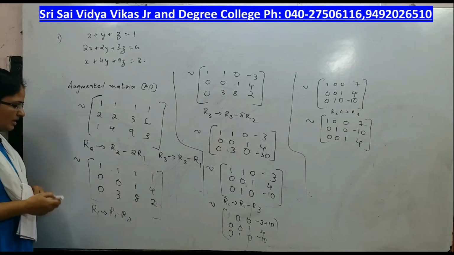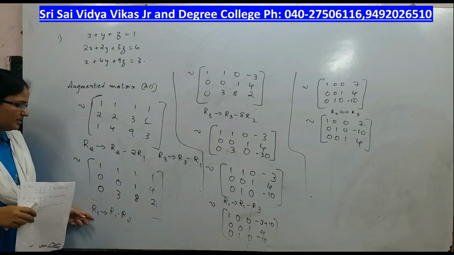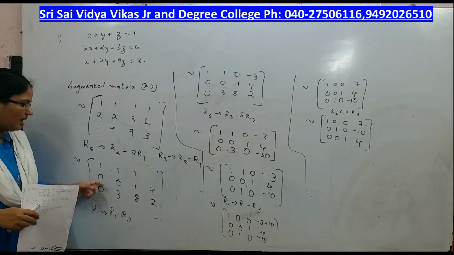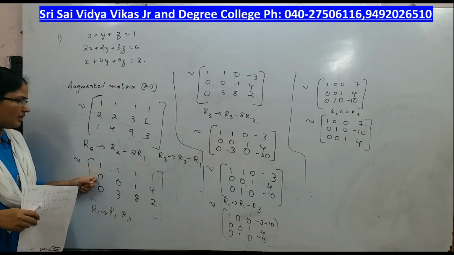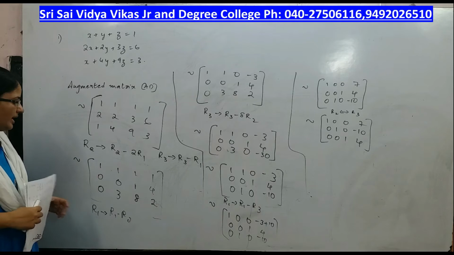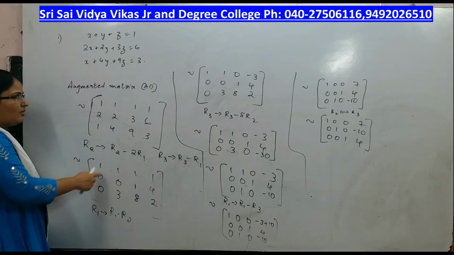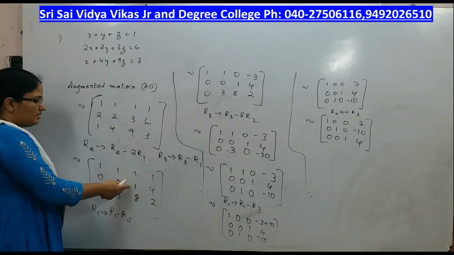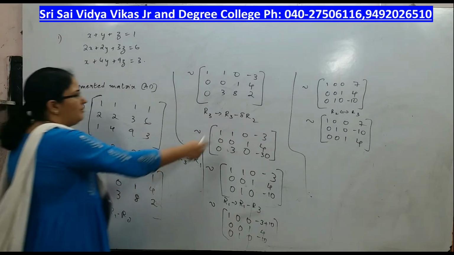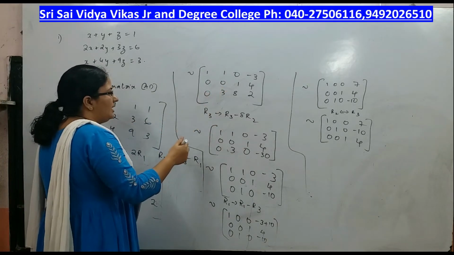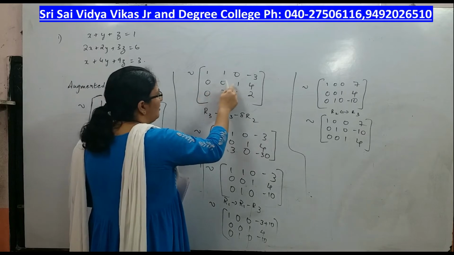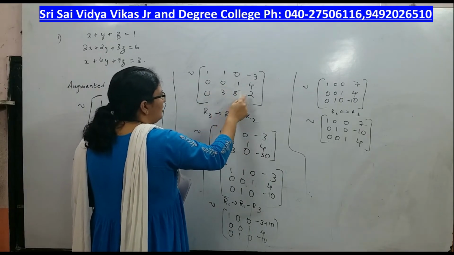Now the next one is R1 changes to R1 minus R2. If you apply this, what do you get? 1 minus 0, 1, 1 minus 0, 1, 1 minus 1, 0, 1 minus 4, minus 3. That is what you get. The remaining rows you have 0, 0, 1, 4, 0, 3, 8, 2.